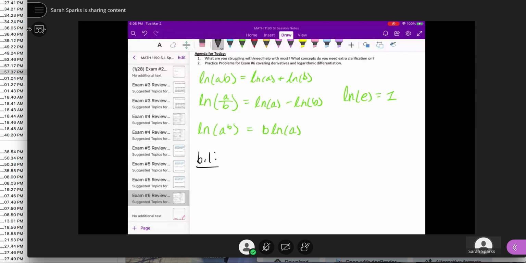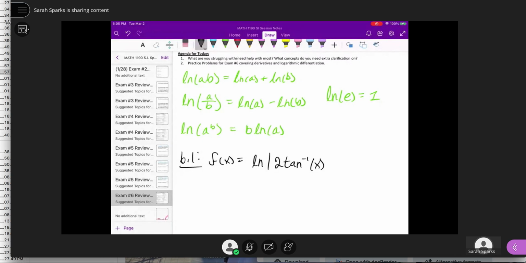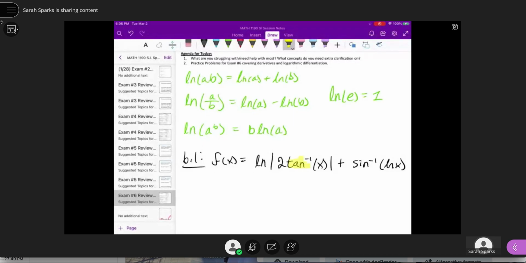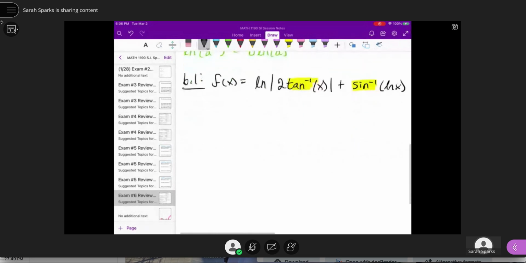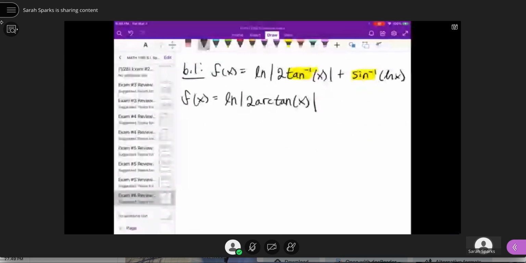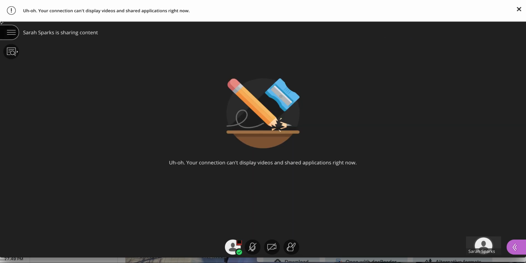For 6.1, let me pull it up. They want us to find the derivative, and it's going to be a logarithmic function: natural log, absolute value, of 2 tangent arctangent of x, plus arcsine of natural log of x. I don't want you guys to get confused, but I write these slightly differently. Whenever I see it notated like that, I hate it. I know Dr. Noring also covered that he really hated it too. I just refuse to write it like that, so I write out arctangent of x. It's the same thing, you're just able to write it out. Plus arcsine of natural log of x.